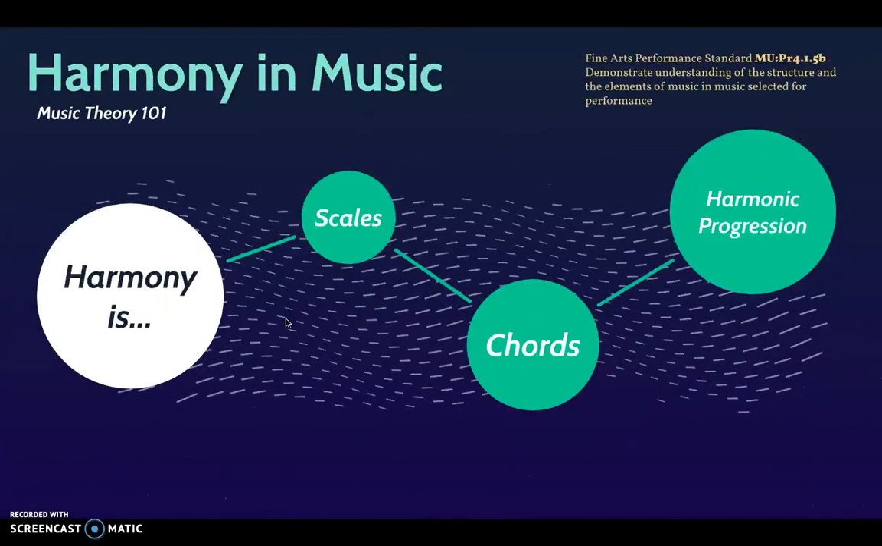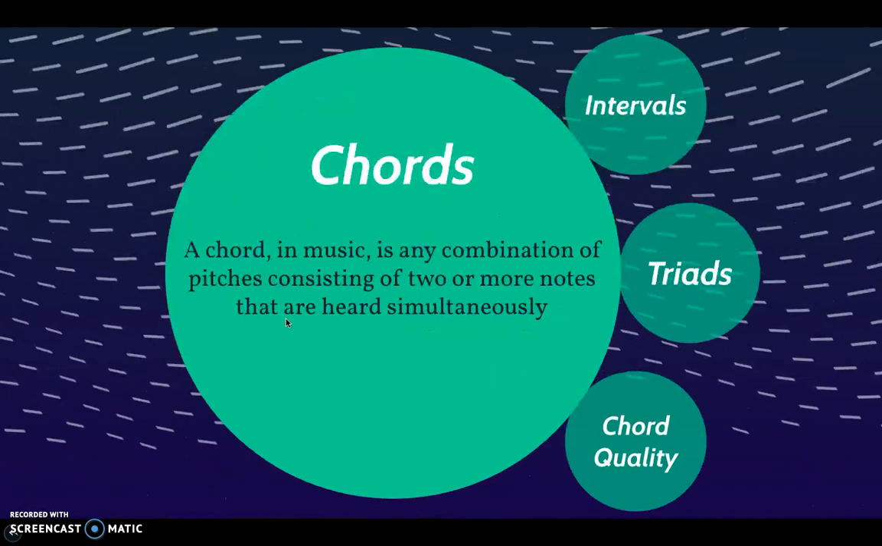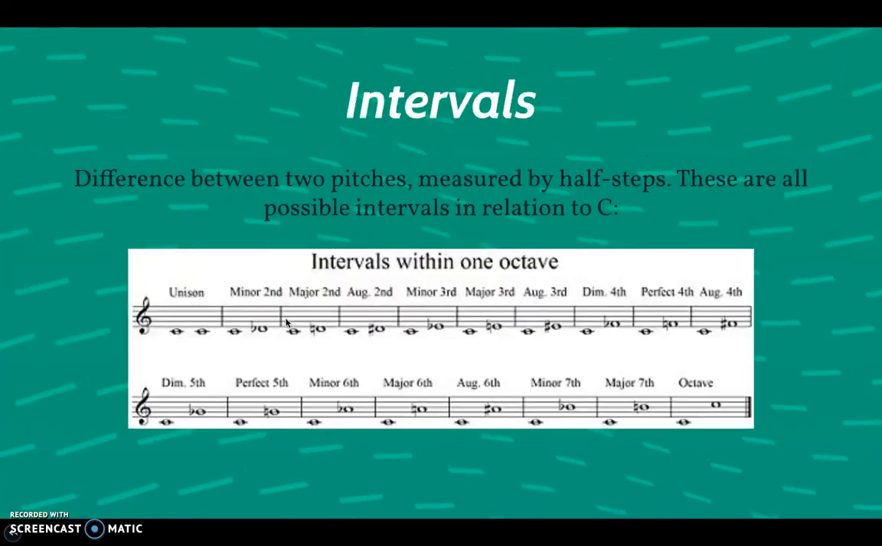Now let's talk about how to put some of those notes together to create a chord. A chord in music is any combination of pitches consisting of two or more notes that are heard simultaneously. Before we talk about chords, let's dive in a little bit and talk about intervals. An interval is the difference between two pitches measured by half steps.